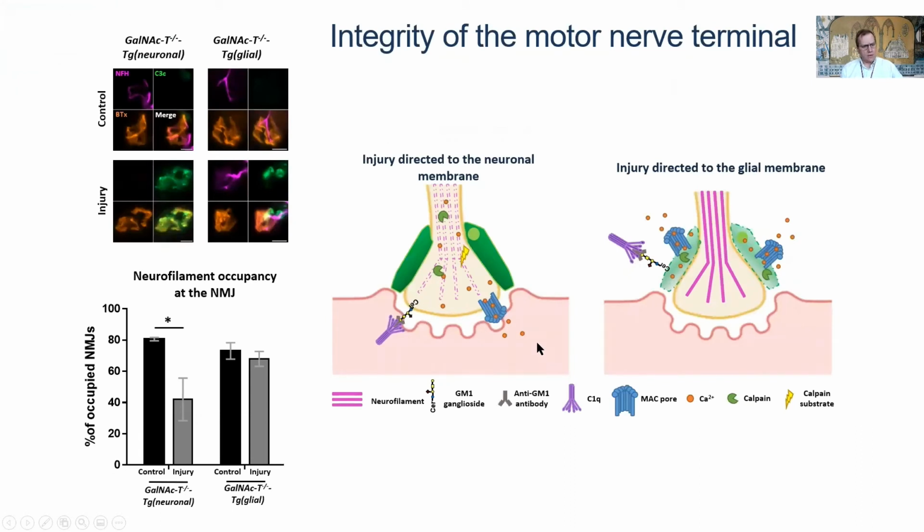Now, if we come to look at the pathology within these mice, in the neuronal mouse, we get destruction of the motor nerve terminal. The presynaptic motor nerve terminal completely melts away. And here's a picture of it in which we should be seeing the neurofilament outline, and it's completely disappeared. Whereas in the glial mouse, the axon itself is completely preserved, and you can see here is the normal axon, whereas the perisynaptic Schwann cells have been killed instead. So immediately we're able to separate the pathological targeting in these mice to one or other membrane.